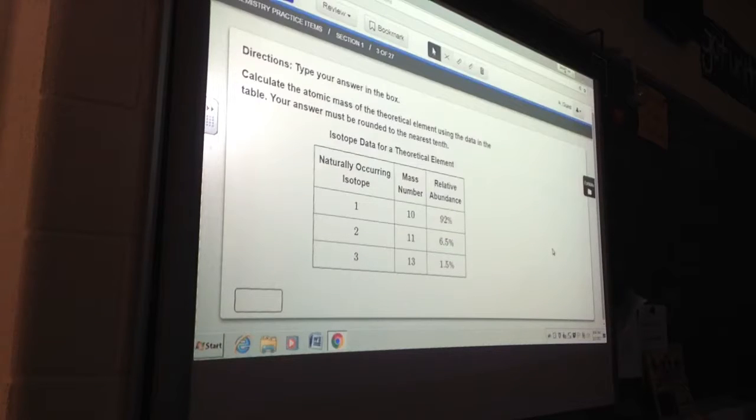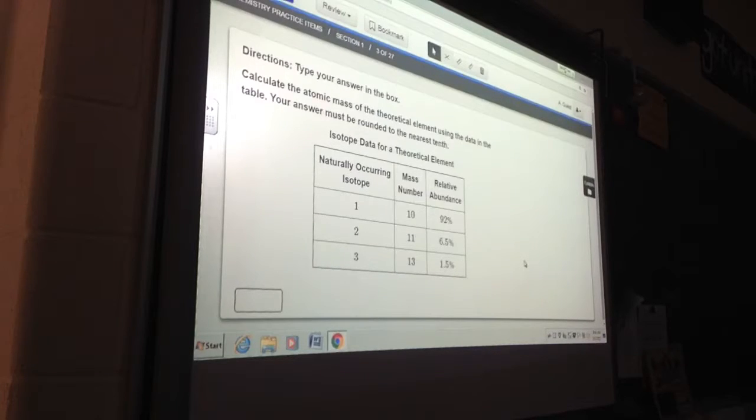So let's just talk about it for a second and then we'll write together on top of that page. Who remembers how we actually do this? This thing has 3 isotopes, like the M&M lab had 3 isotopes. For isotope 1, we have a mass number of 10 and a relative abundance of 92. A mass number of 11 with a relative abundance of 6.5. Mass number 13, relative abundance 1.5. Anybody recall how to do this?